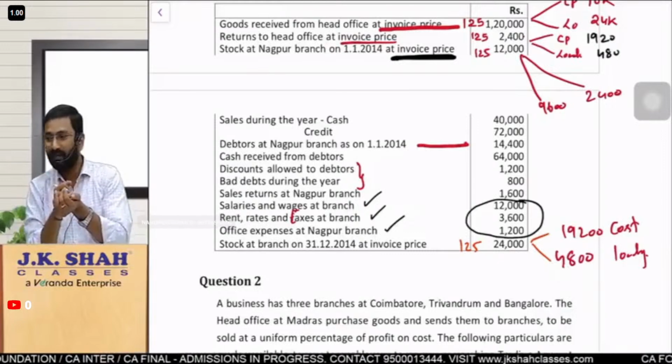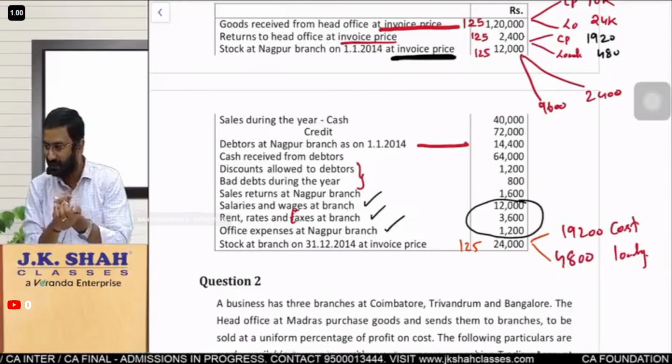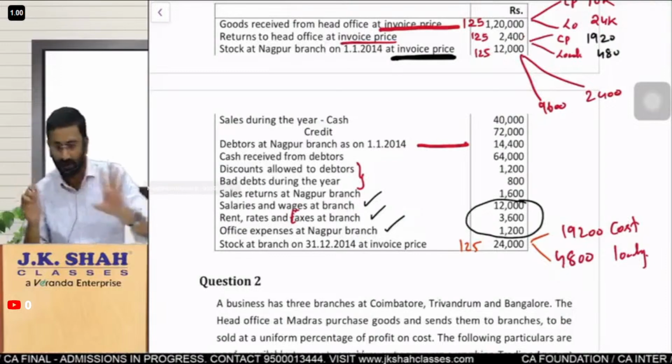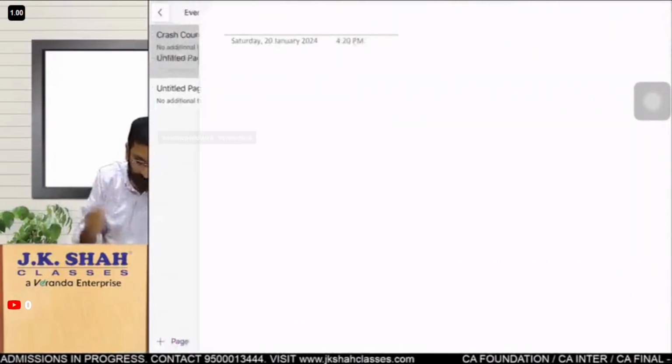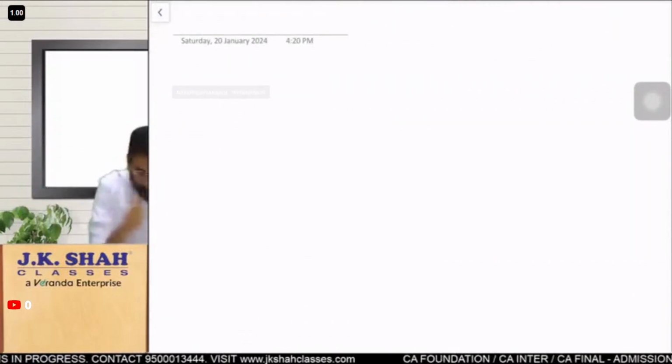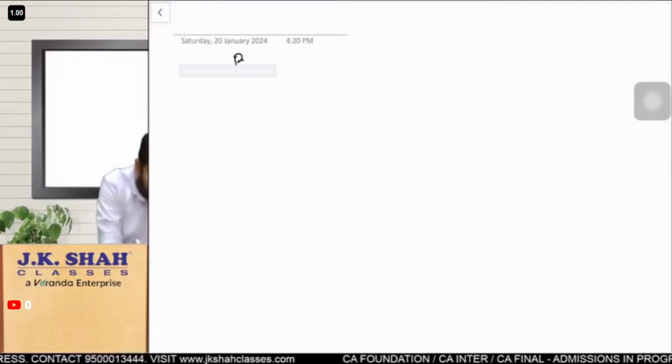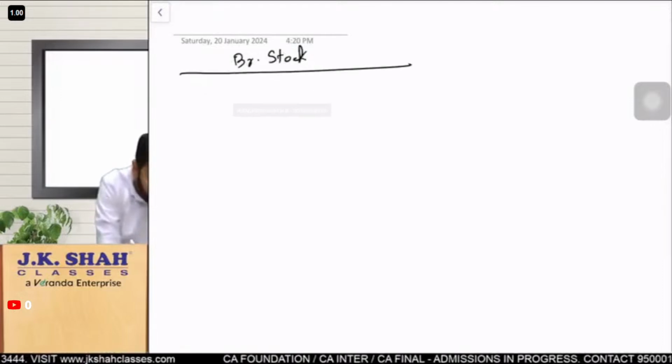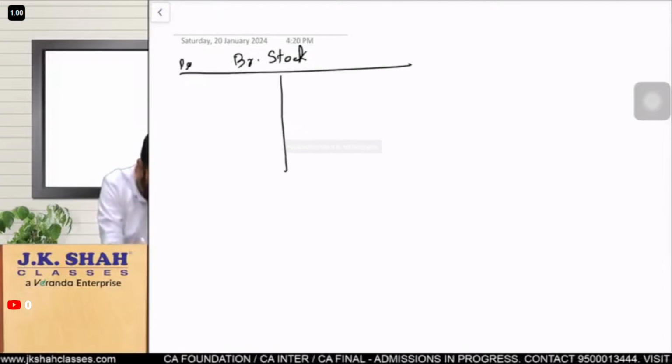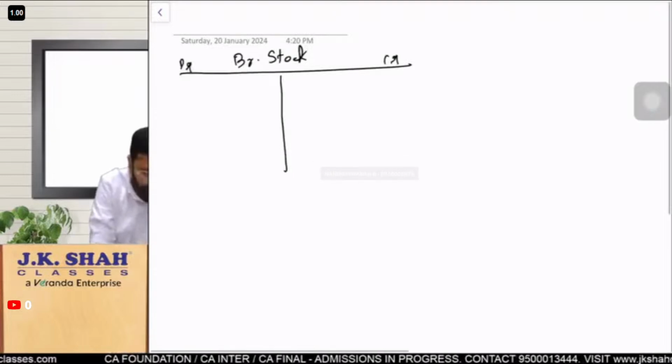Now you are doing how many ledgers totally? 7 ledgers, because they are asking under which system? Stock and debtors. So let's start doing now. Keep the ledger accounts ready. You have to be a little faster now. Which all accounts? Branch, stock, branch stock.